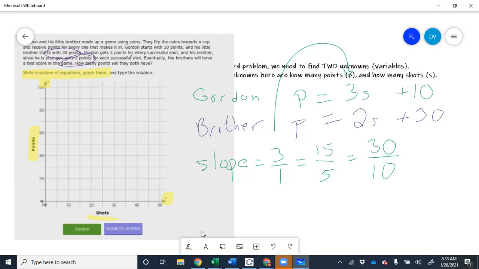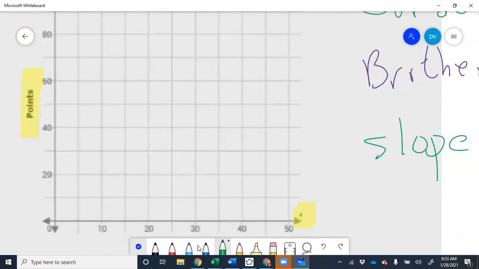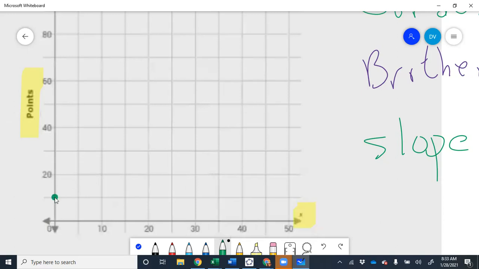All right, so we're going to start at 10 for our intercept. Start at 10 and then go up 30 and over 10. Let me zoom in here. If we start at 10, we would put a dot right here on the y-axis at 10. Let's make it a big dot. That would be 10. And then we're going to go up.